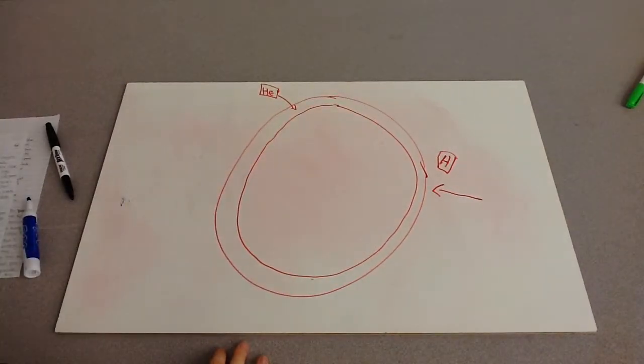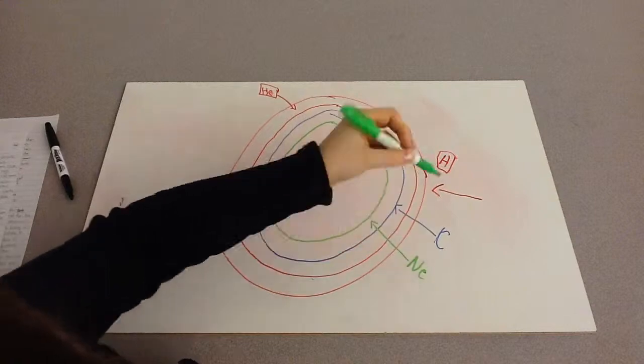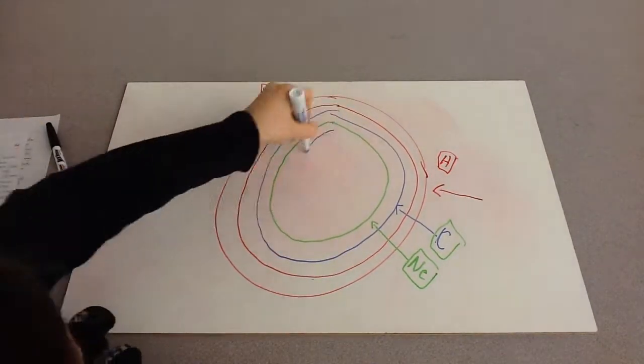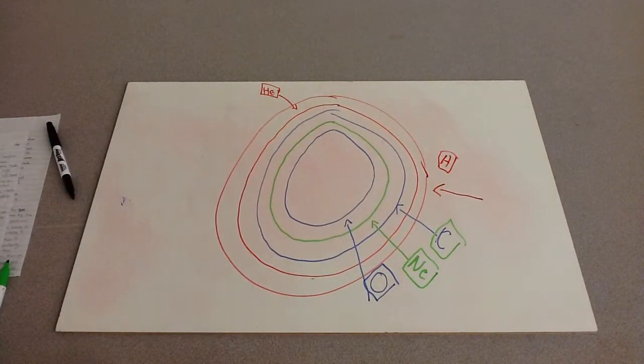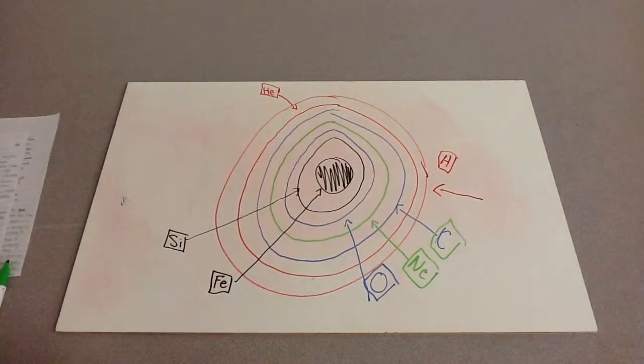First, hydrogen will burn for 7 billion years, helium will burn for 700,000 years, carbon for 600 years, neon for a year, oxygen for 6 months, silicon for a day, and iron for a quarter of a second.